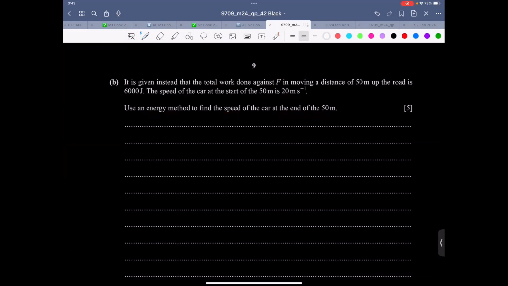Now this is that work energy principle. Let me write it down. Work done by engine, that should equal change in potential energy plus change in kinetic energy plus work done against resistances. Now, first of all, let me start with the resistances. The total work done against F. Now, F was the resistive force on the trailer. So this has a value of 6,000 joules.